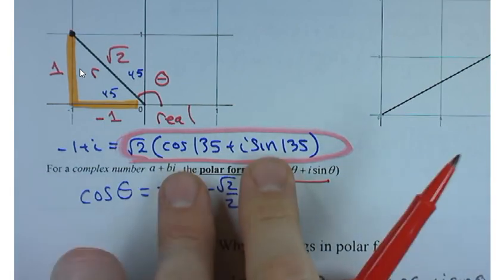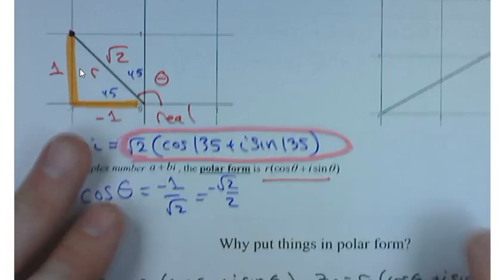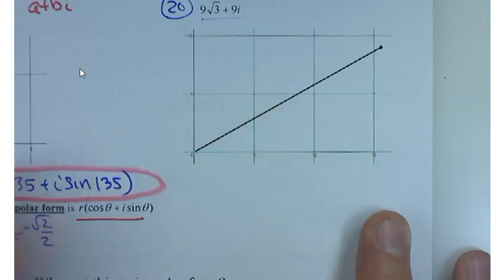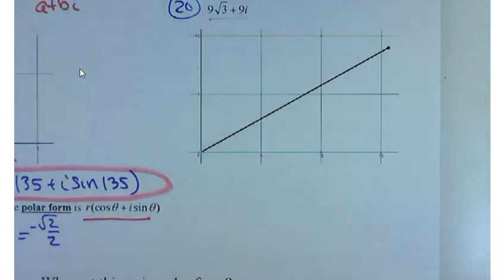Looking good with this first one? Let's try another one then. Let's try this one: 9 square root of 3 plus 9i.